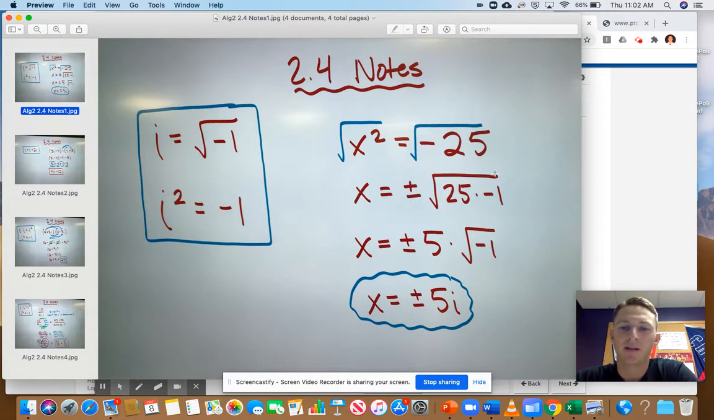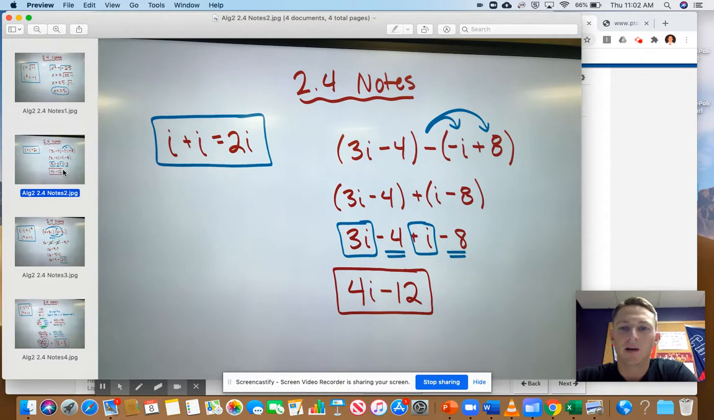And then inside that square root, I split up this -25 to 25 times -1. So to simplify, we have x equals plus or minus the square root of 25, which is 5, and then we have the square root of -1 left over. But what can represent the square root of -1? Right there, that's our i, so our final answer is plus or minus 5i. We have two answers for this problem.